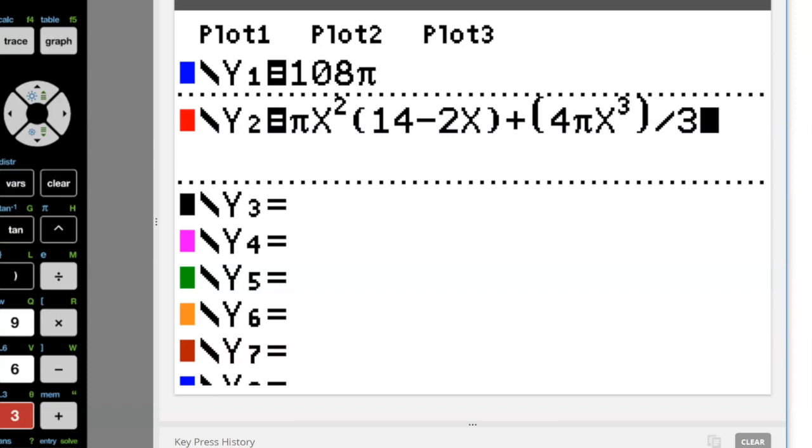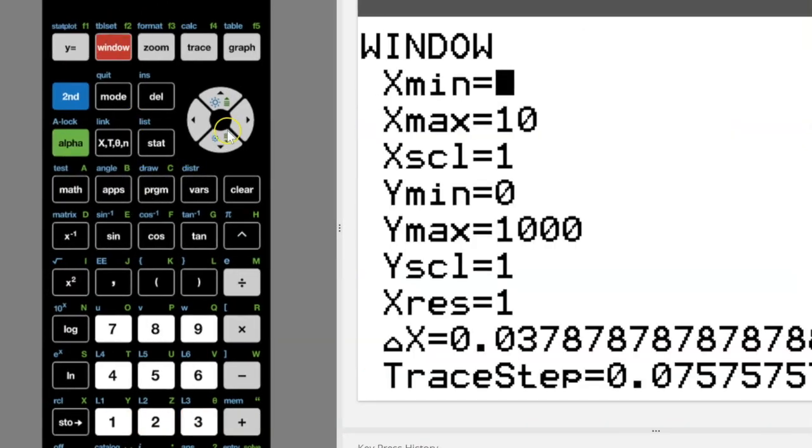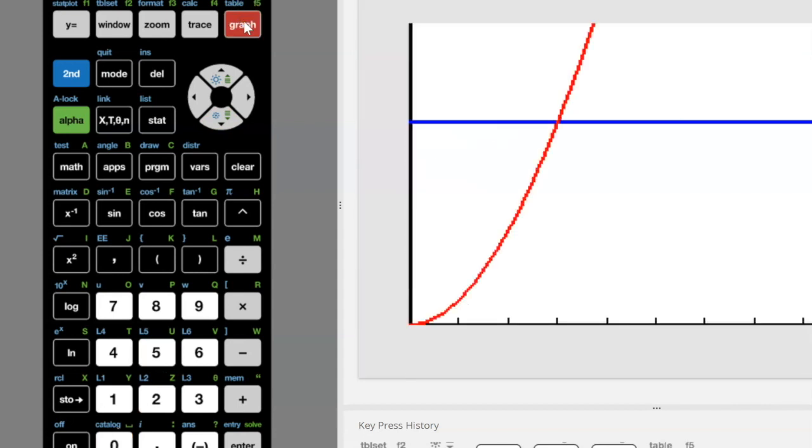Now, do we need to change our window? I think we do. If we take a look at this, x is representing the length of the capsule, and we can leave it at 0 to 10, but it's probably not going to be something close to 10, it'll be something significantly less than that. And we know that our volume is 108 pi. 108 pi is a little over 300, so let's make our max volume 500, and then let's graph that.